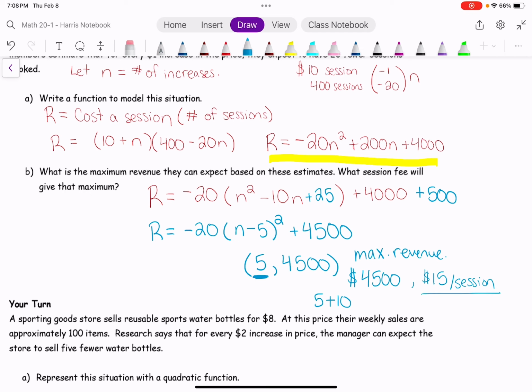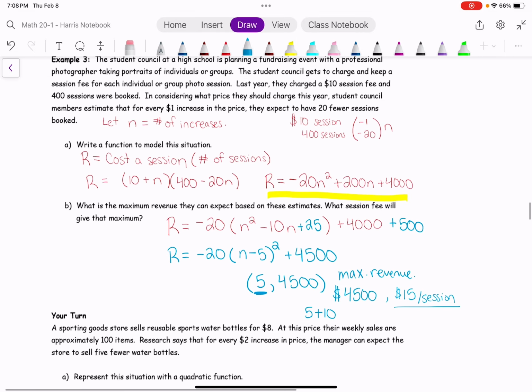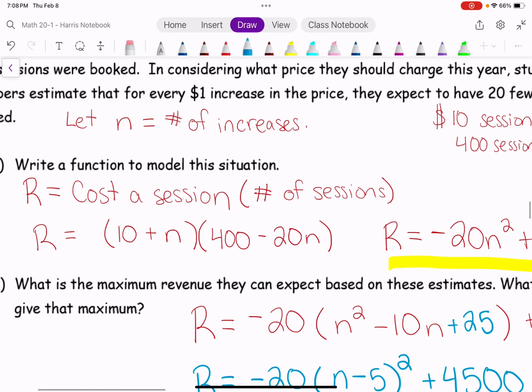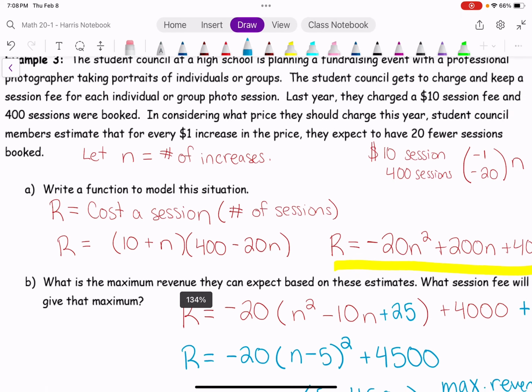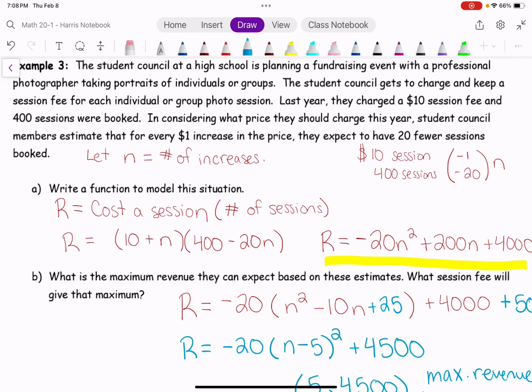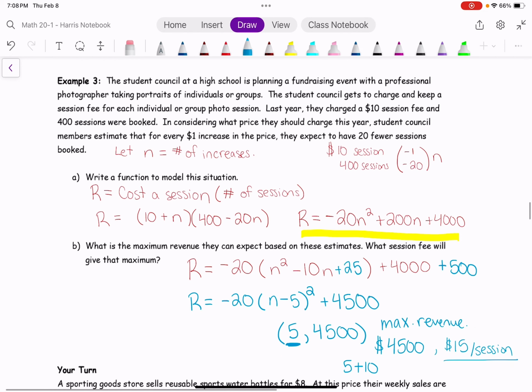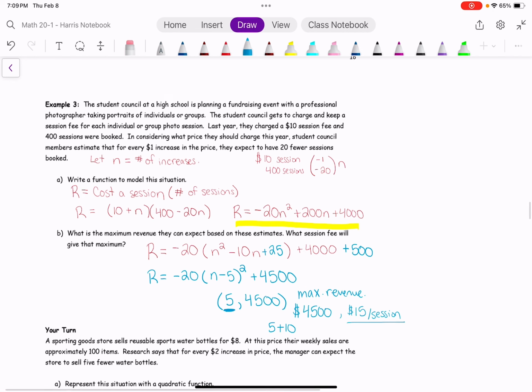Revenue questions are very common for us to test on. The hardest part is just to think, what is my revenue when it comes down to it? It's going to be the cost of the session times your number of sessions, which makes sense. However much the cost of one session is, times however many sessions you have. The hardest part is just breaking down what your pieces are going to be.